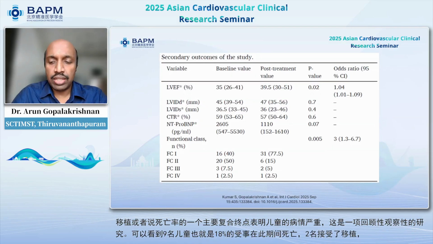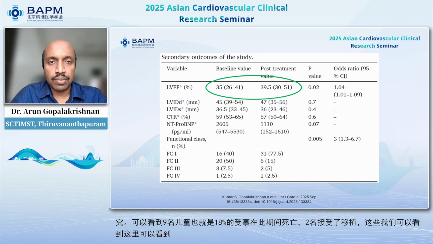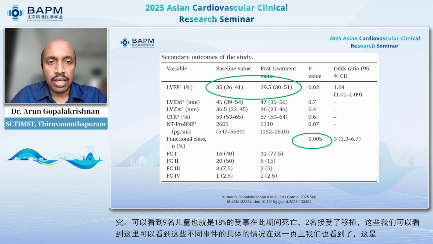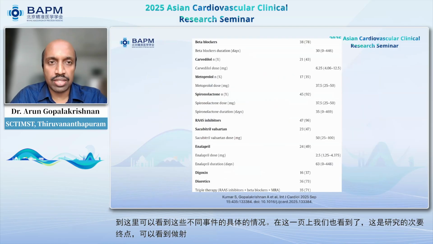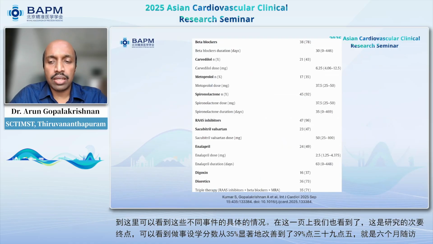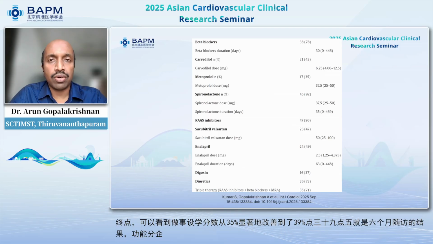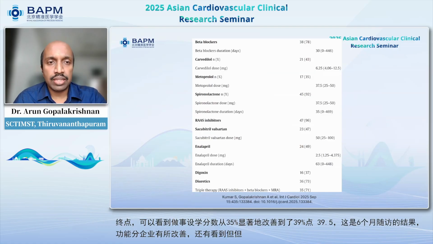We noted a significant improvement in LV ejection fraction from 35 to 39.5% at 6-month follow-up, and an improvement in functional class as well. NT-proBNP levels decreased from 2,600 to 1,100, but it did not meet statistical significance. The majority of our children were on other drugs conventionally used for adult heart failure, the 3 pillars, that is beta blockers in 78%, RAS inhibitors in 96%, and spironolactone in 92%, triple therapy in 71%.